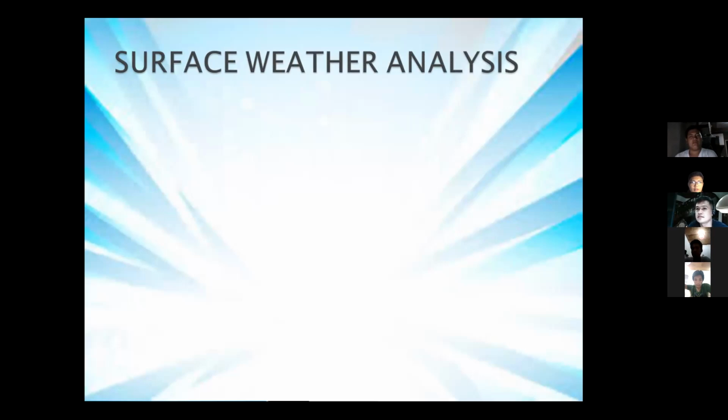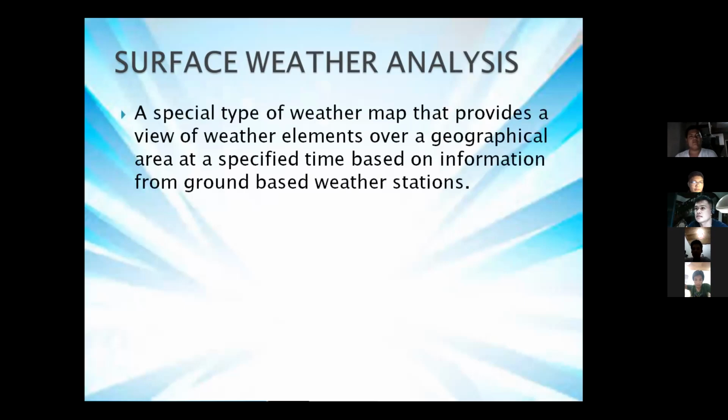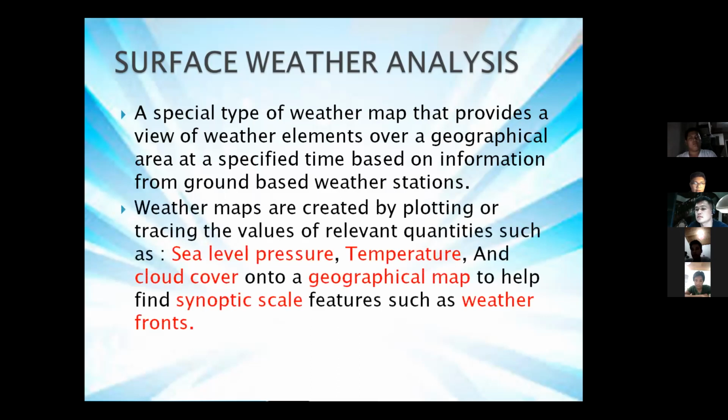Continue, Nathaniel. So, surface weather analysis is a special type of weather map that provides a view of weather elements over a geographical area. A geographical area refers to any particular portion of the Earth's surface, maybe a small or large area, of a continent or of the ocean, at a specific time, based on information from ground-based weather stations.